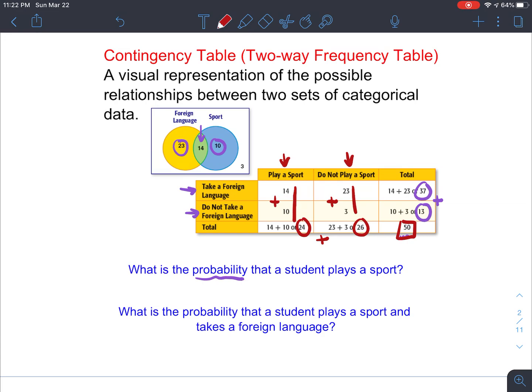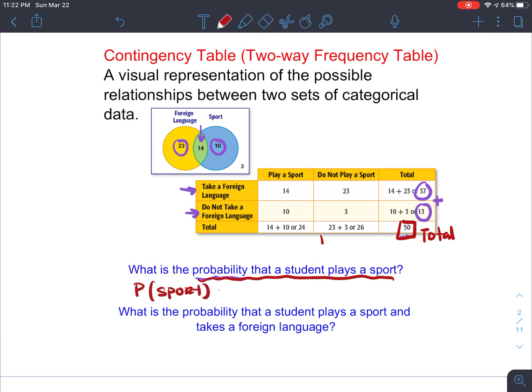Same thing with foreign language. You either take a foreign language or don't. So all the students are represented by those 2 categories. And that's why this is the total number of students altogether. So if we're trying to find the probability that a student plays a sport, well, what are we looking for? Well, the probability that a student plays a sport, remember, it should be the number of students that play a sport over the total number of students altogether.